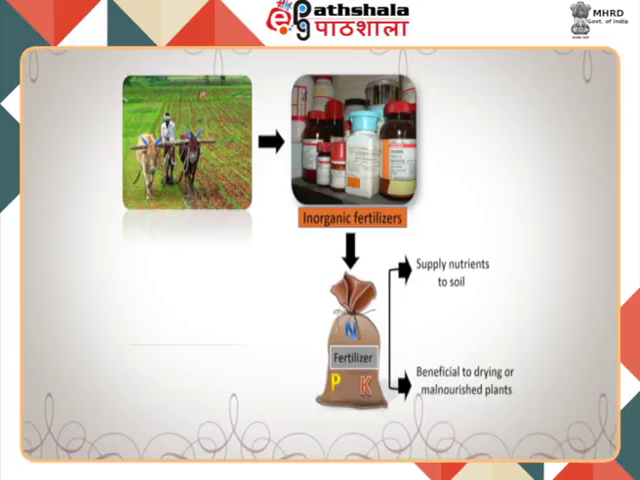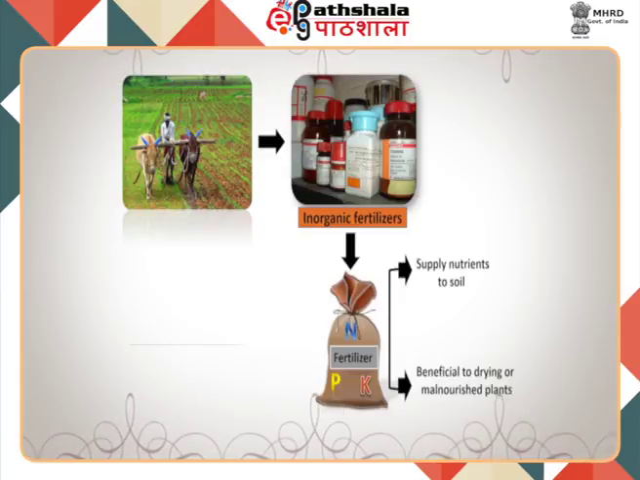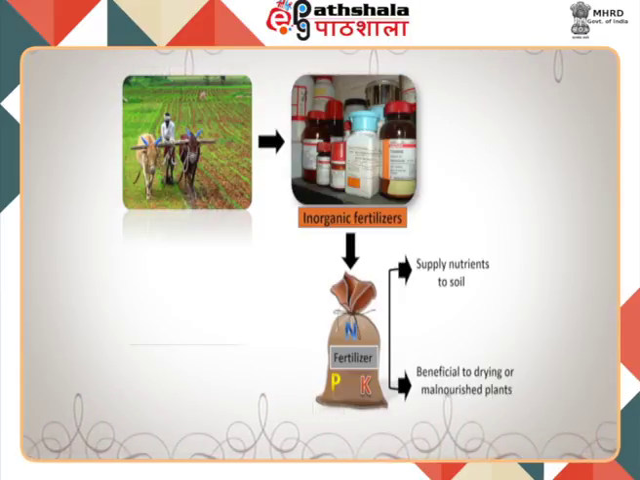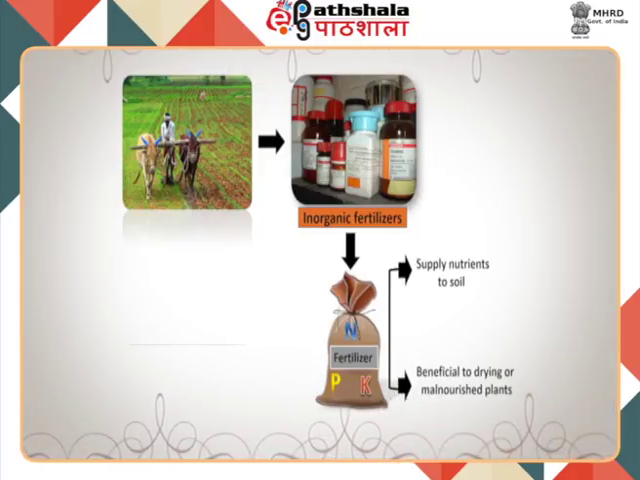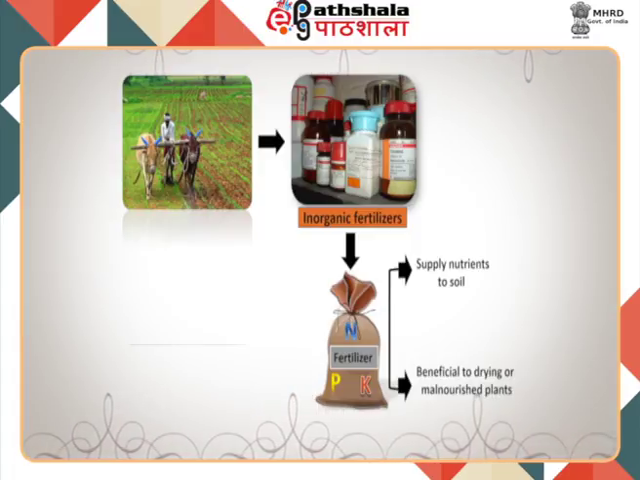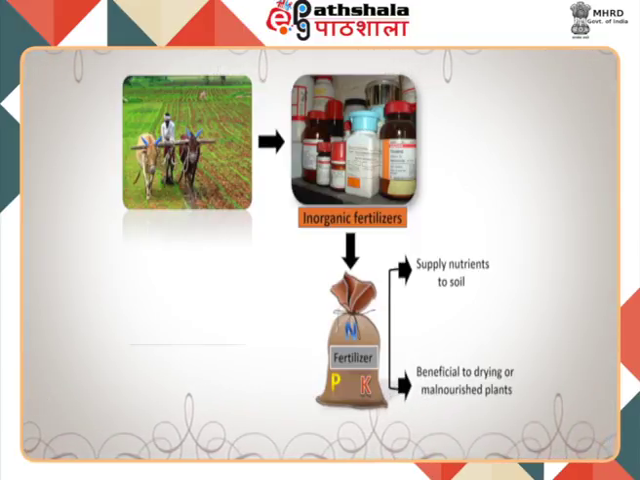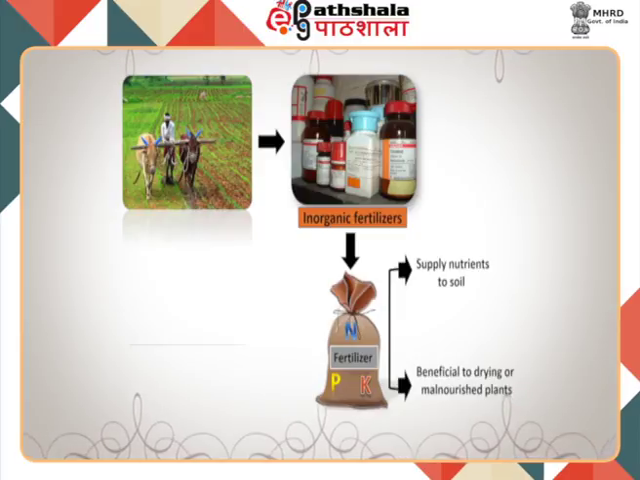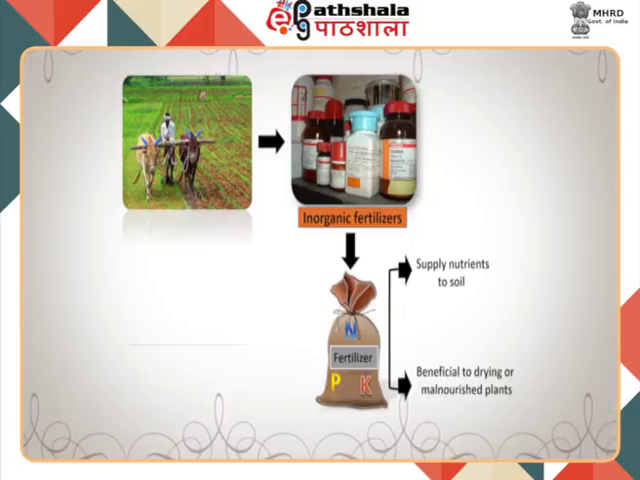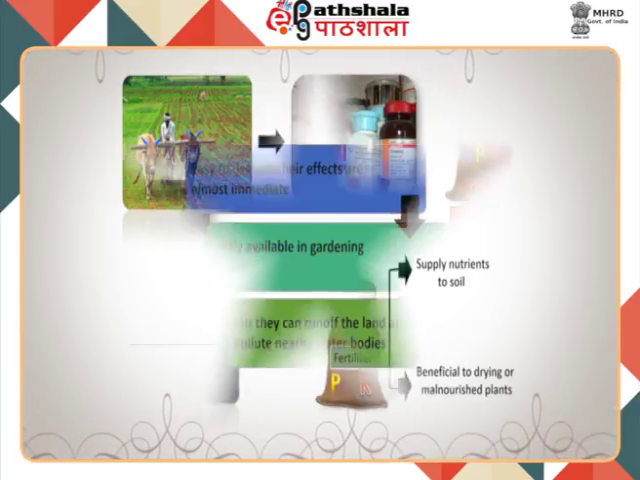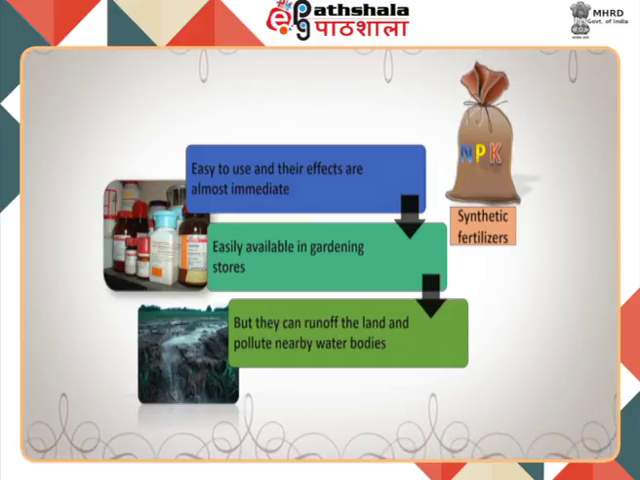Many farmers, especially in developed countries, rely on commercial inorganic fertilizers containing the active ingredients nitrogen, phosphorus, and potassium, NPK. These synthetic fertilizers supply a consistent amount of precise nutrients to the soil. They act on soil immediately, unlike organic fertilizers that need to break down before absorption. This immediate efficacy is especially beneficial to dying or severely malnourished plants. Synthetic fertilizers are easy to use and their effects are almost immediate.